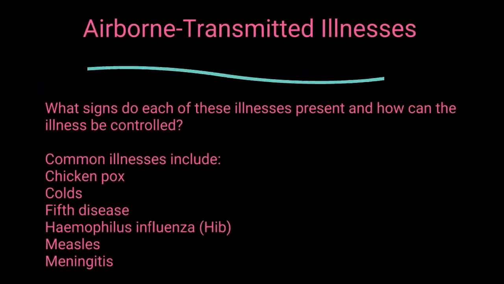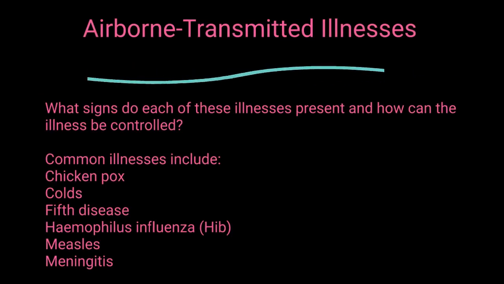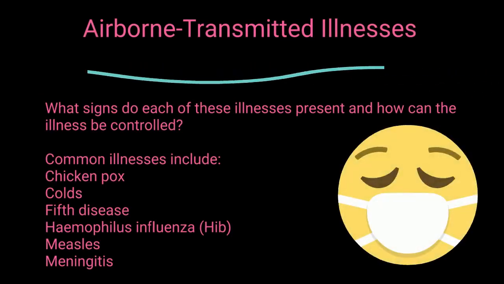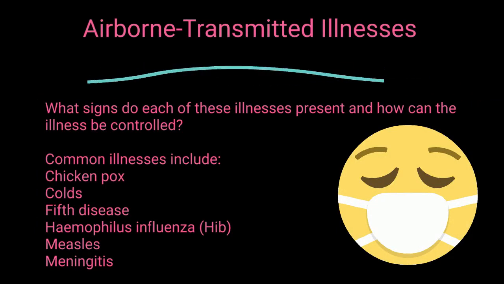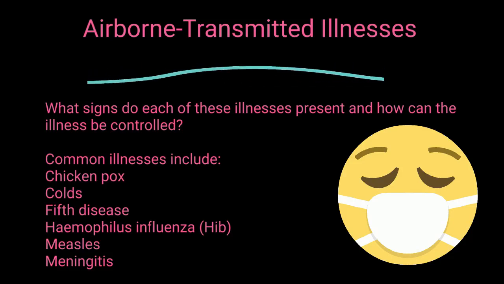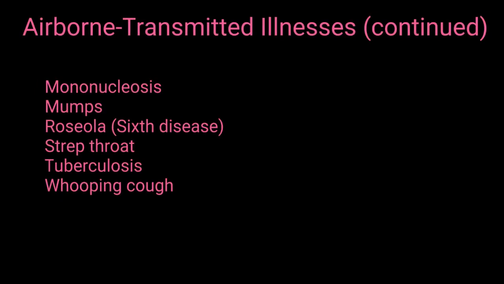Airborne transmitted illnesses. What signs do each of these illnesses present, and how can the illness be controlled? Common illnesses include chickenpox, colds, fifth disease, HIV, measles, and meningitis. Mononucleosis, mumps, roseola, strep throat, tuberculosis, and whooping cough.